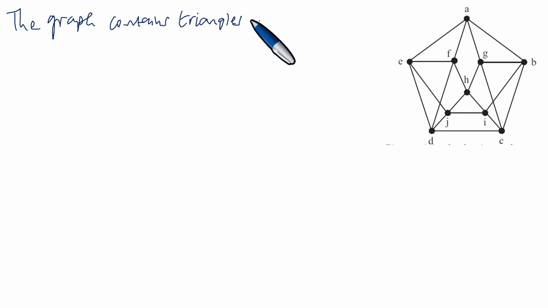The graph contains triangles, so the chromatic number is at least 3, because a triangle has 3 different colors. I mean, the chromatic number of a triangle is 3. But here it's 3 or more, because we have more than just triangles. Right. So what is the next thing that we do?